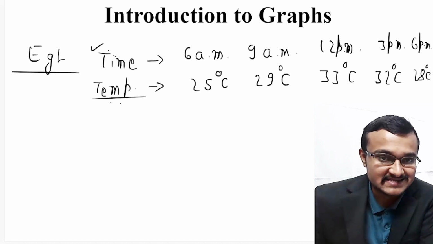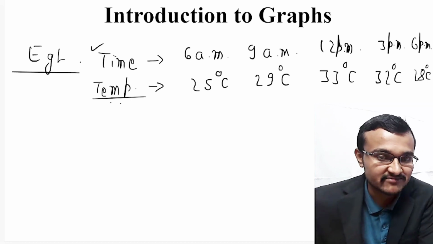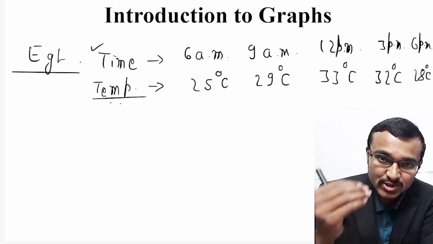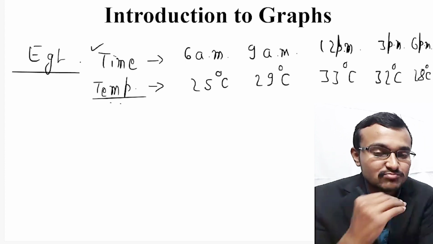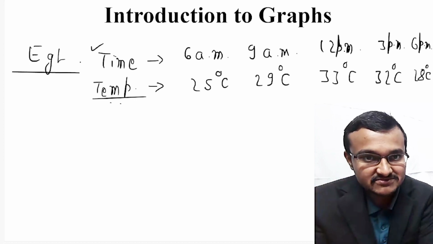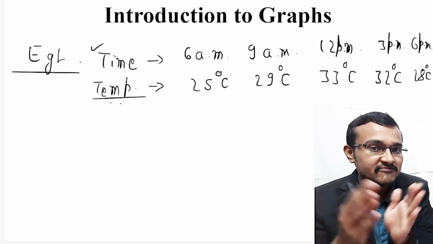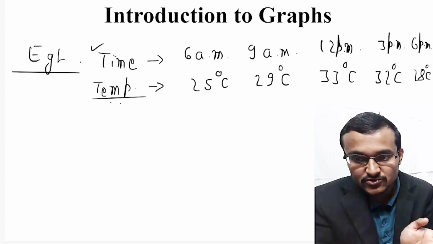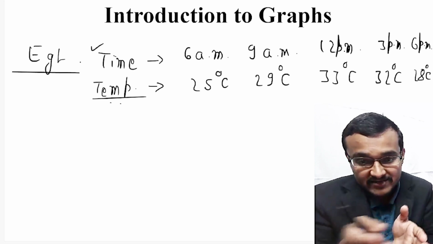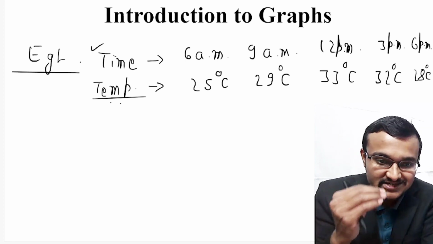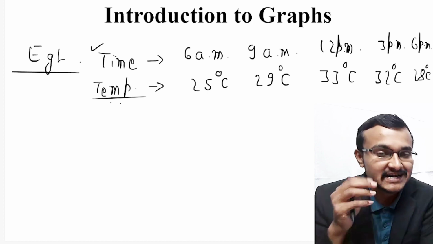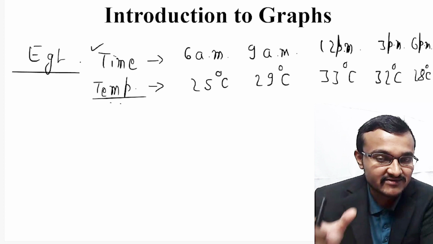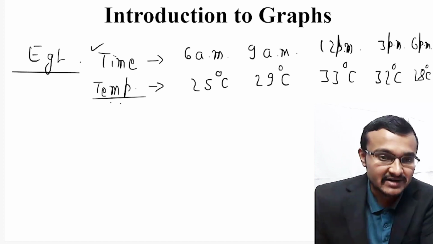Here time you should take on the x-axis because this acts as the independent variable, because time is not dependent on temperature. But temperature is dependent on time, because in the morning times and in the evening times temperature will be less. But in the afternoon times temperature will be more. That you can notice in this particular variation of temperature. So that's why temperature is dependent on time, but time is not dependent on temperature. So time acts as the independent variable and temperature acts as the dependent variable.